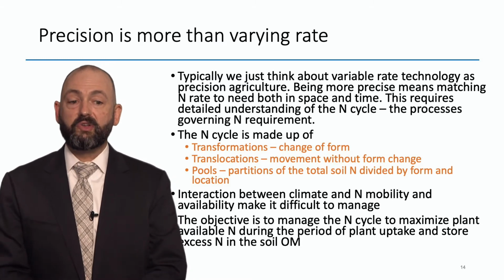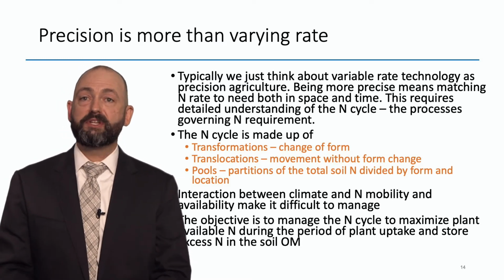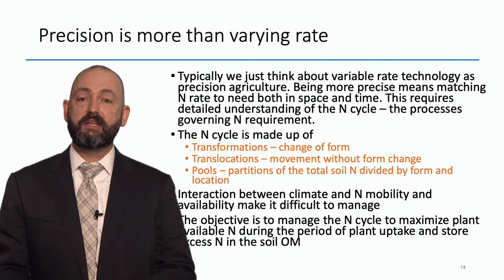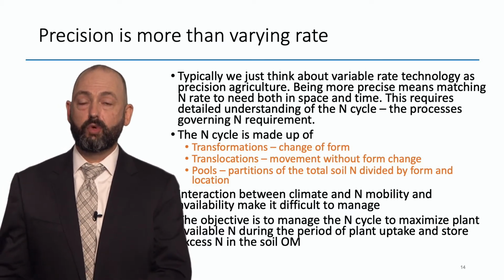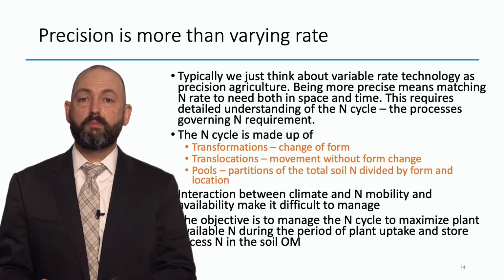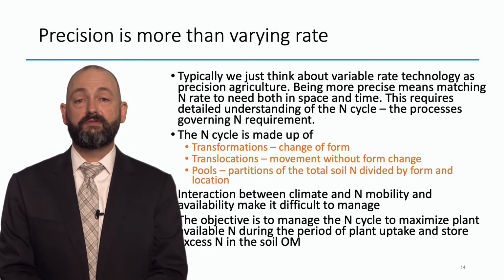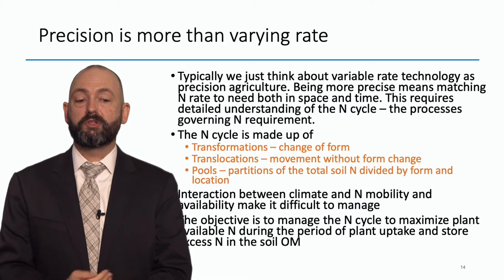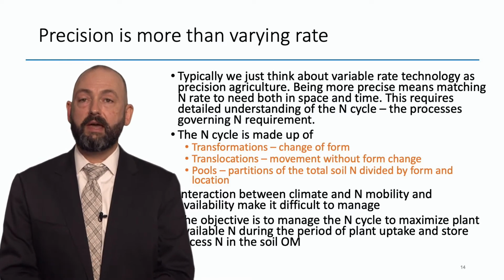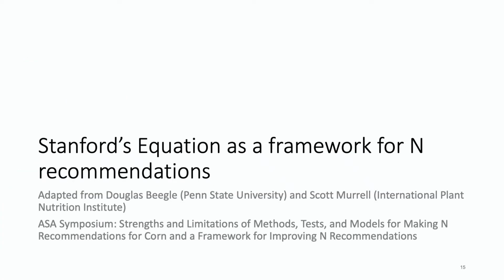The nitrogen cycle is complex, and when we talk about precision ag, what we should be talking about is managing that nitrogen cycle and the interaction between cropping system, climate, and soil processes to more precisely target a nitrogen rate to a field, to a year, or to a spot in the field. The objective is to manage that nitrogen cycle. So I'm going to step back for a minute and talk about Stanford's equation.